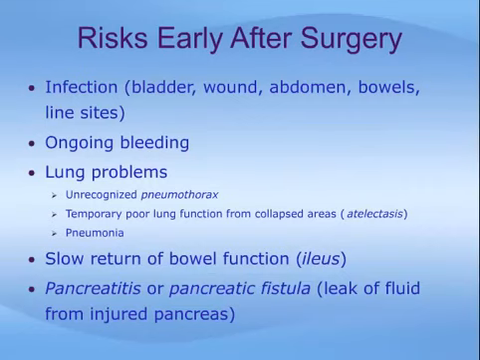These include infections of the bladder, wound, abdomen, bowels, or IV sites, ongoing bleeding from inside the abdomen or from the wound, and lung problems, such as an unrecognized pneumothorax, temporary poor lung function from collapsed areas called atelectasis, and pneumonia. Some patients experience slow return of bowel function because the bowel is temporarily paralyzed, called an ileus. Pancreatitis or pancreatic fistula are very rare complications of partial nephrectomy, caused by injury to the pancreas with a leak of pancreatic fluid into the abdomen or through the skin incision.